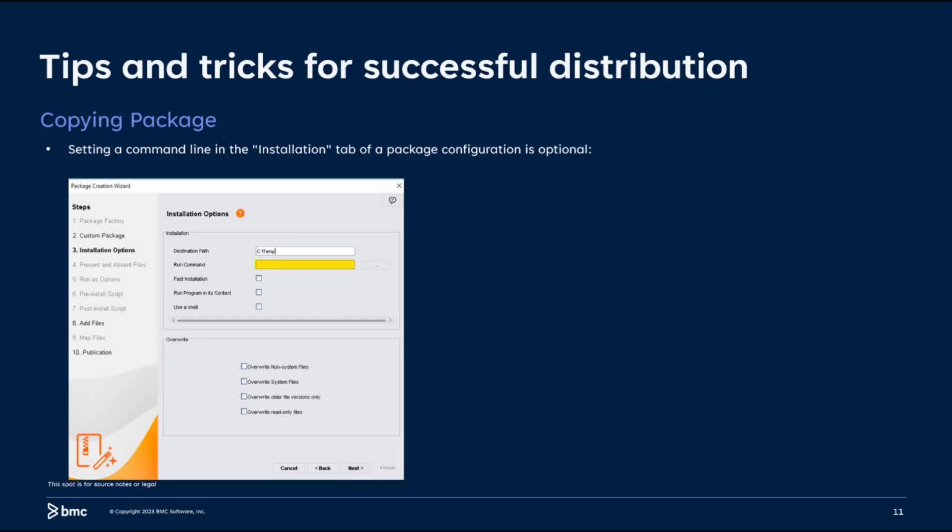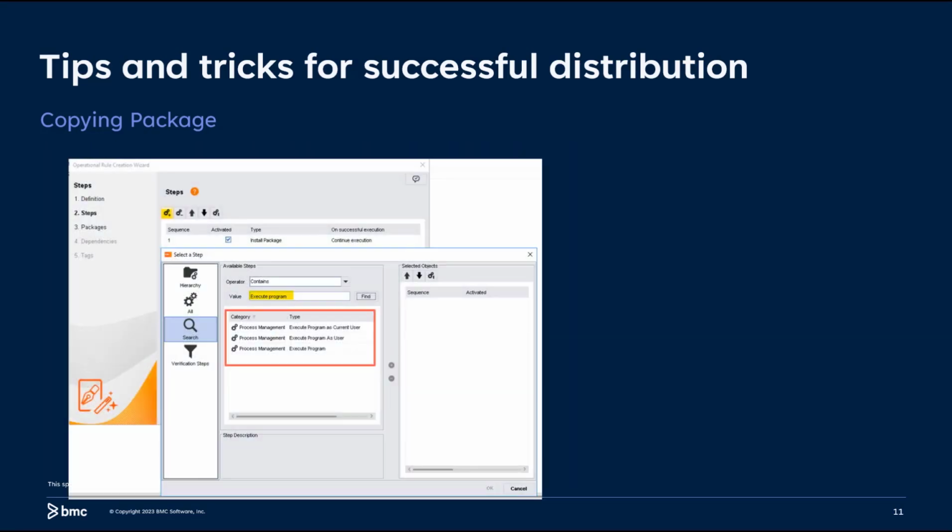Now that we have explored the workings of package deployment creation and distribution, here are quick and effective tips for successful distribution. Use the package solely for file copying. Deploy an application and integrate the command line directly into the execute program, execute program as user, or execute program as current user steps within the operational rule. In this way, republishing of the package is not required whenever the command line is updated during testing.